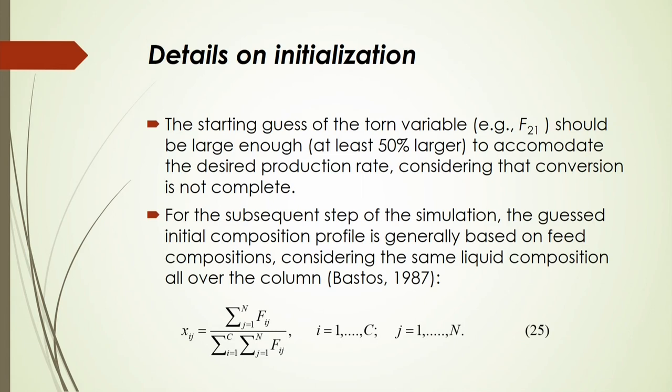In that case it can be large enough, but at least 50% larger to accommodate the desired production rate, which will consider that conversion which is not complete there. For the subsequent steps of the simulation, you can gauge the initial composition profile generally based on the feed composition, considering the same liquid composition all over the column there. As per Bestos in 1987, you can use equation number 25 for this initial composition gauge.